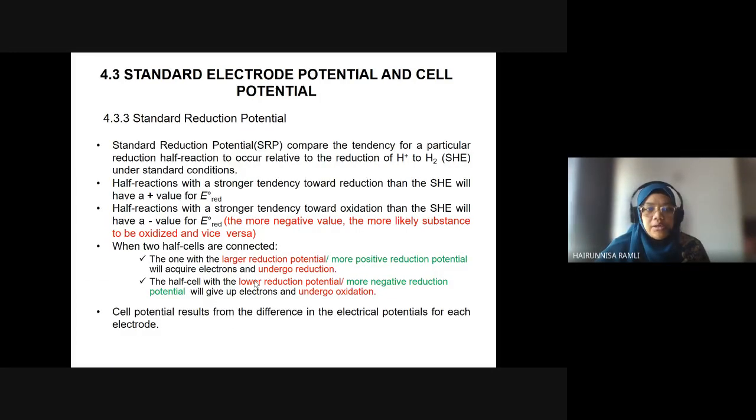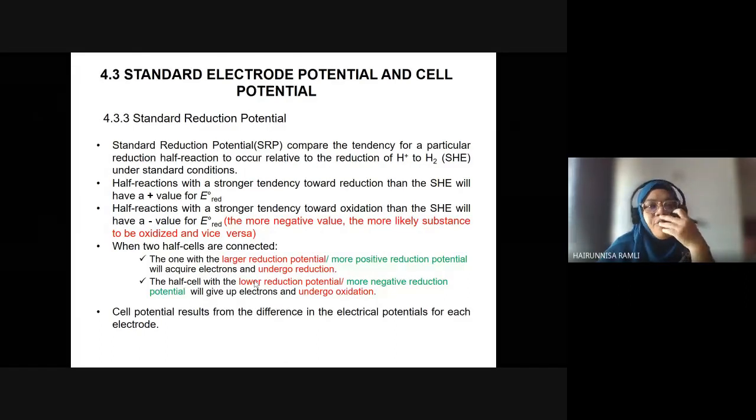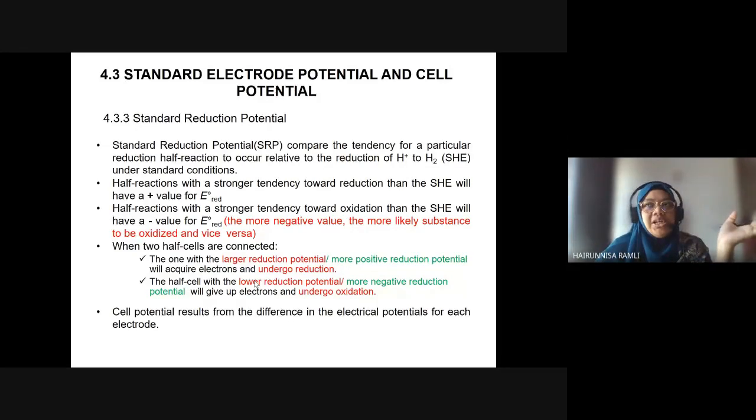So, I hope you faham apa saya explain ni. Saya takut, yang penting you jangan confuse lah. Yang penting you ingat anode cathode tu siapa, negatif tu, value negatif tu referring pada siapa, value positif tu referring kepada siapa. Okay, positive referring kepada reduction, yang lebih mudah reduce. Negative referring pada yang lebih mudah oxidize.